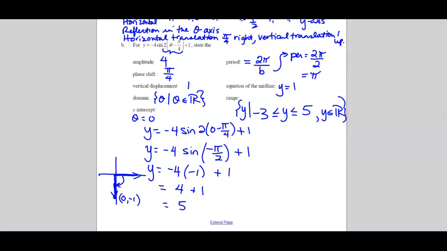If it was theta plus pi over 4, then it'd be negative? Yes, absolutely. And then for phase shift, if it said what are the translations, you can say left pi over 4. Positive is up or to the right, negative is down or to the left. It's just another word for horizontal translation.